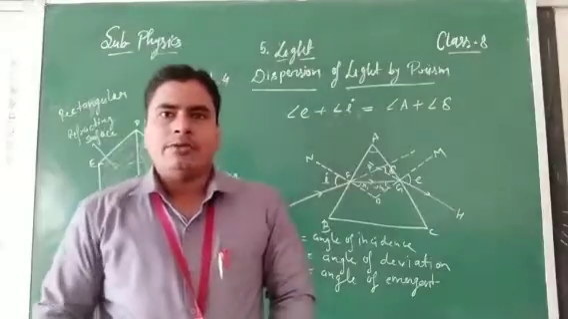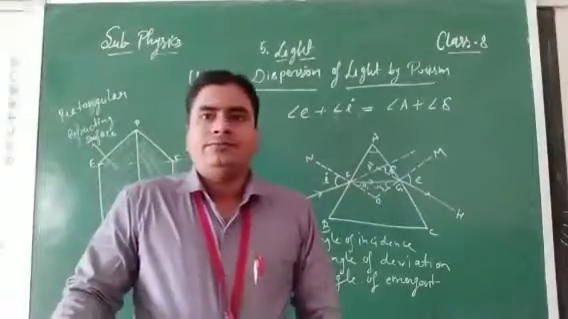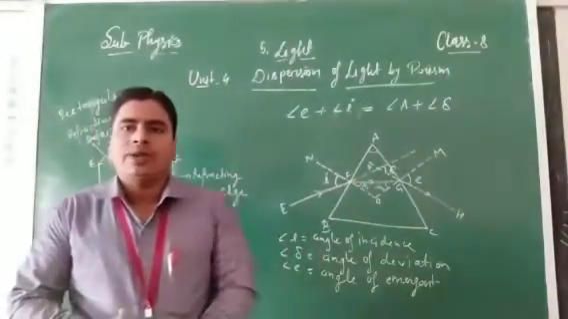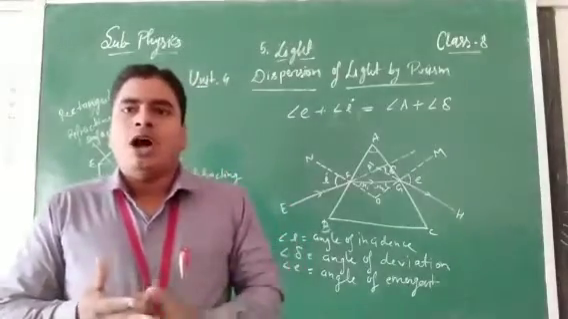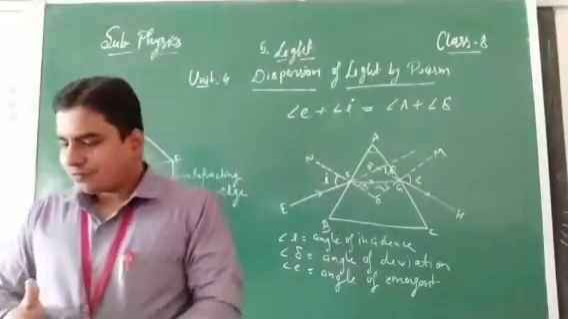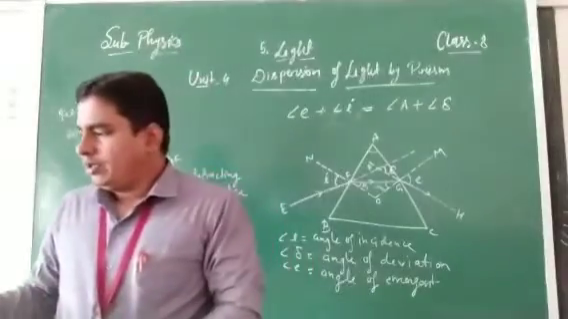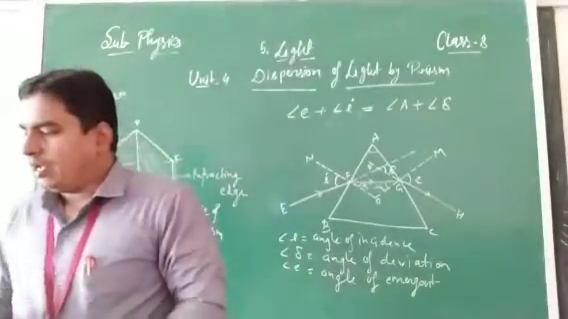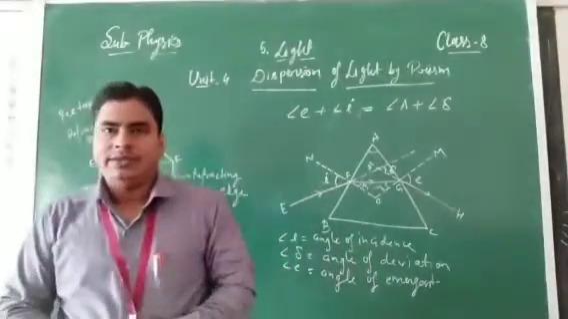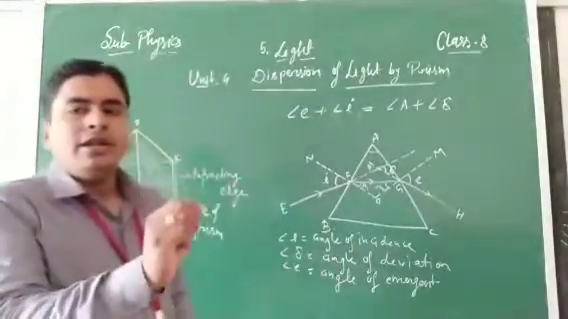Today we will discuss the unit 4 topic, dispersion of light by prism. In this topic we will discuss the prism and how reflections take place through a glass prism. Dispersion through a glass prism, and some other phenomena like spectrum and what is dispersion. Now we will start from the point, prism.